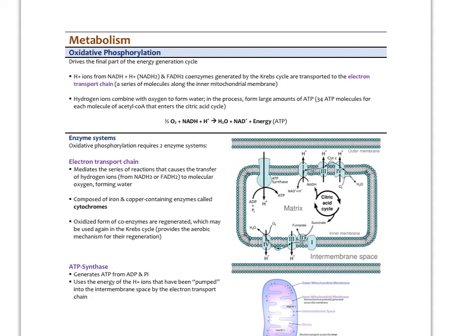Okay, so hopefully you're still with me after looking at the Krebs cycle. Let's look at the final phase of cellular respiration. And this is known as oxidative phosphorylation, and it involves something called the electron transport chain. Now, what's the electron transport chain? It's a series of enzymes found in the inner membrane of the mitochondria. So remember, mitochondria have the outer membrane, inner membrane, intermembrane space, and then the matrix.